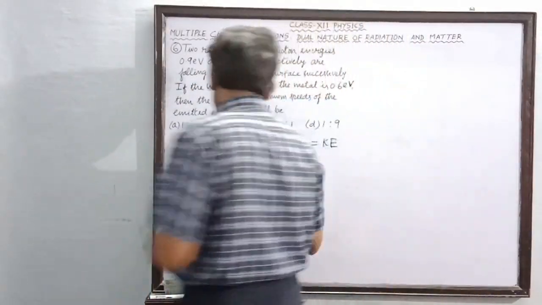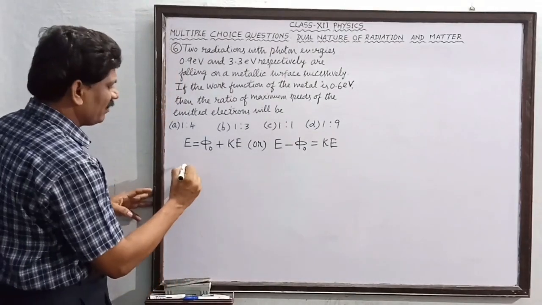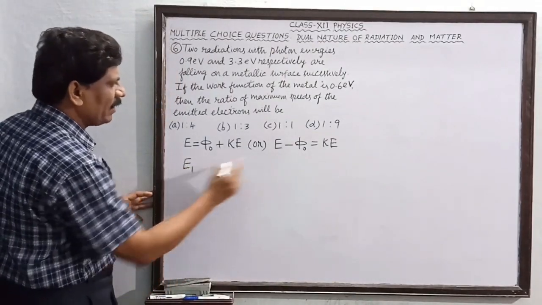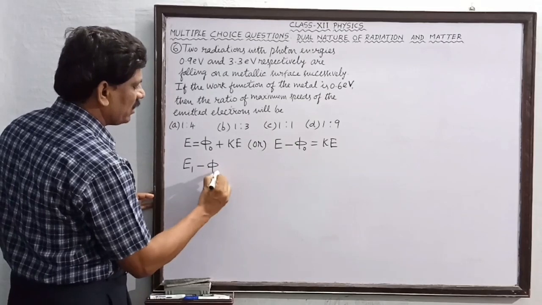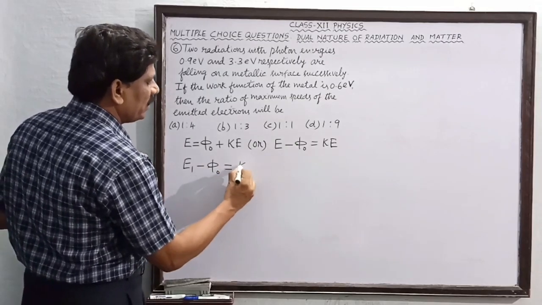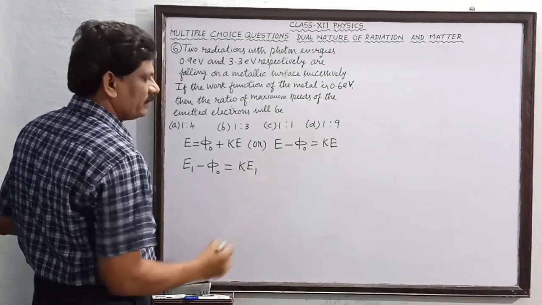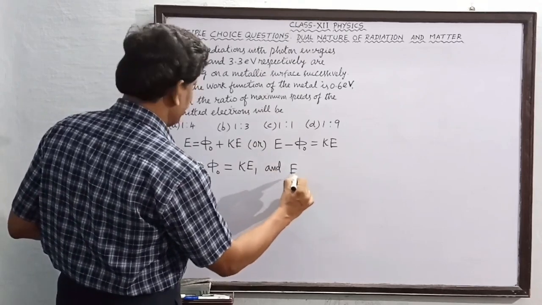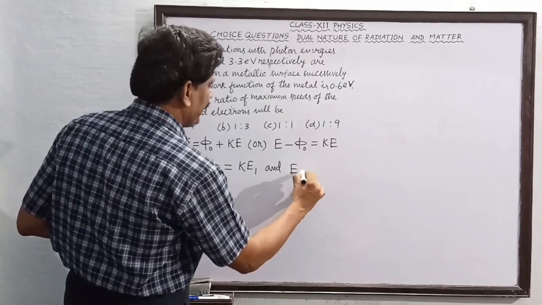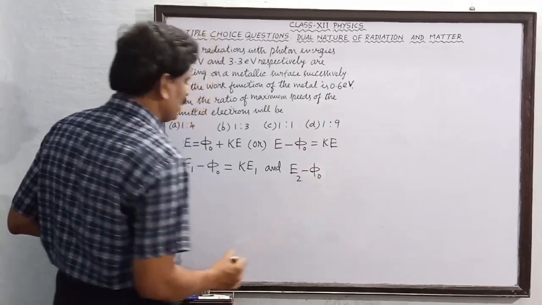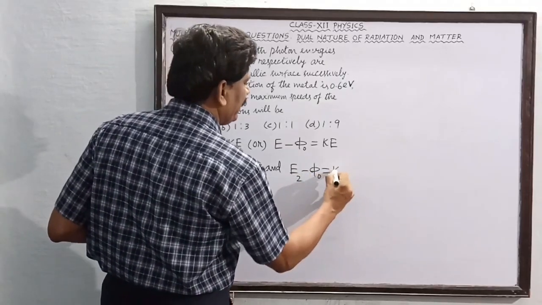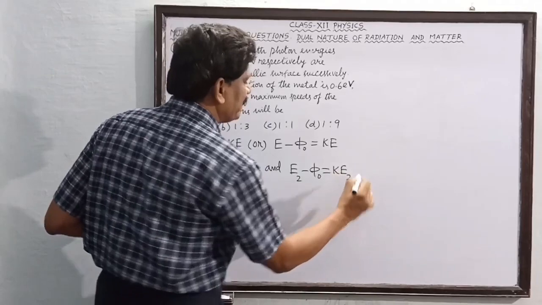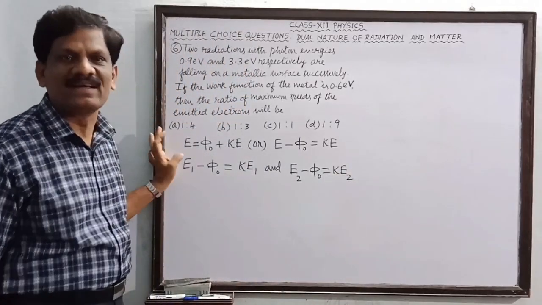Okay, students. So for the first photon, E1 minus phi naught must be equal to KE1, and for the second photon, E2 is the incident energy minus phi naught, the work function of the metal, and KE2 is the kinetic energy of the emitted photoelectron.